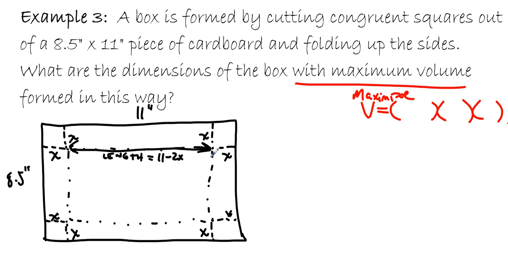What's the width of the box? Well, the width of the box is this dimension, and the width of the box appears to be the whole 8.5, but with an x gone and an x gone. And then the height of the box, well, this is the part that folds up. This is the height of the box. So the volume is 11 minus 2x times 8.5 minus 2x times x.